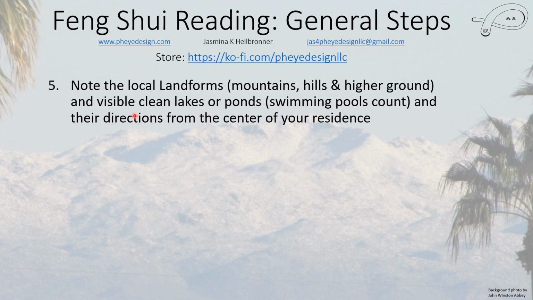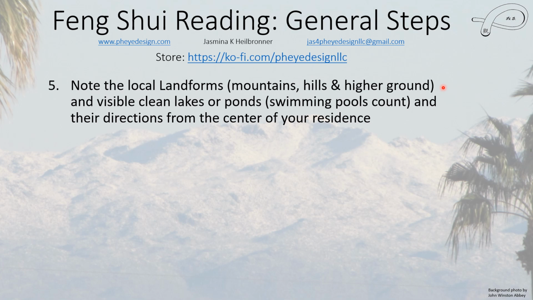Now, the next thing you need to do is note your local landforms. Anything you can see, like a mountain or a hill, should be visible from at least some point in your house. Even if you have to turn your head, it doesn't have to be straight on, like through a window or a door. As long as you can see it from some place in your house, it affects you. You will also have to look at higher ground. Now, higher ground, we're talking about very locally, and you usually cannot see this with your eye unless you're in a very hilly location.